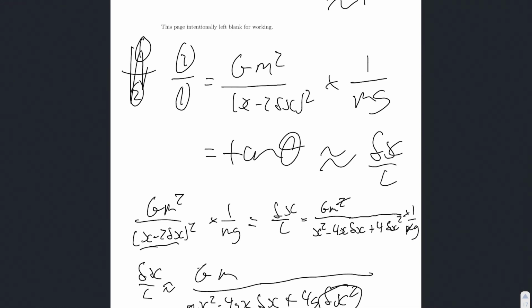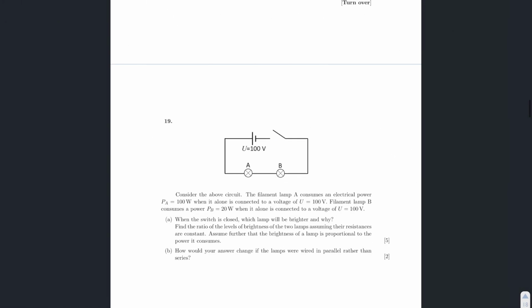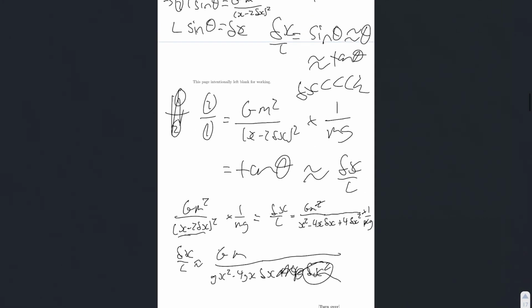Now, if we look at this delta x squared term, we can assume that this is 0, because delta x is absolutely tiny. It's a very, very small number. So we're just going to ignore this term. Also, if we then multiply through by delta x, we'll get a quadratic in delta x squared, which is what we want. So let me just trim this up.